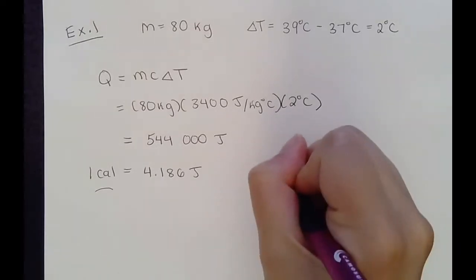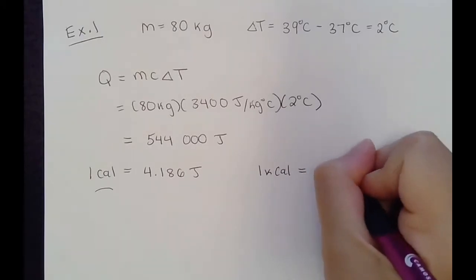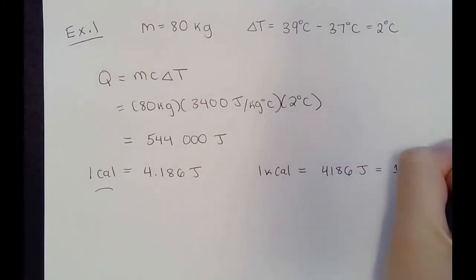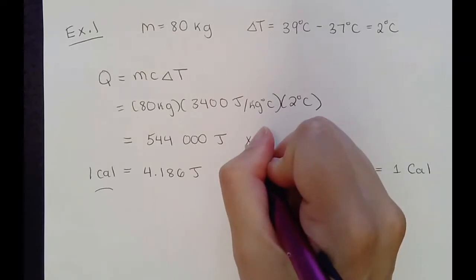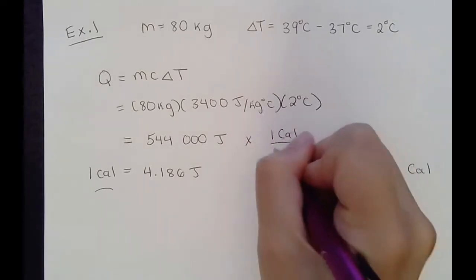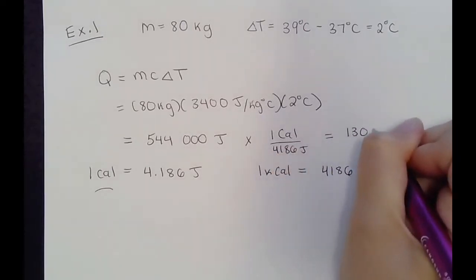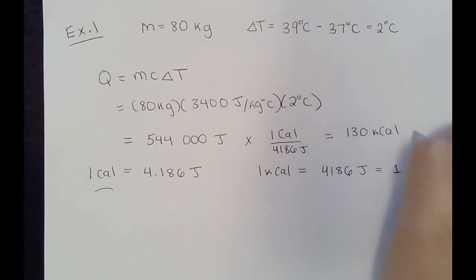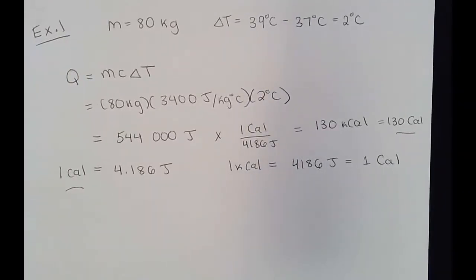Usually in food, we're talking about a kilocalorie, which is 4,186 joules, or this could be called 1 calorie with a capital C, and that's what you would read on food packaging. So let's do the conversion. We'll do 1 calorie over 4.186 joules to give 130 kilocalories or 130 capital C calories. And so that could be equivalent to something like a small granola bar or a banana.